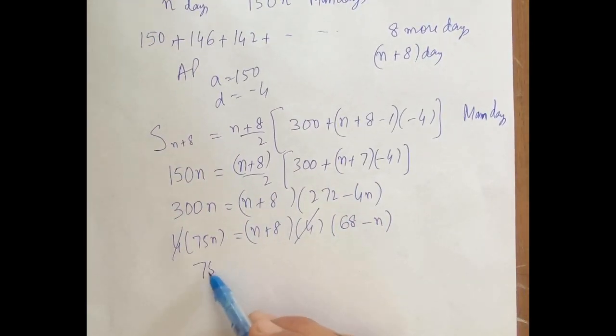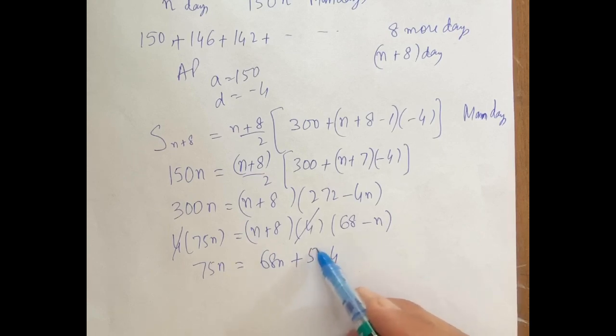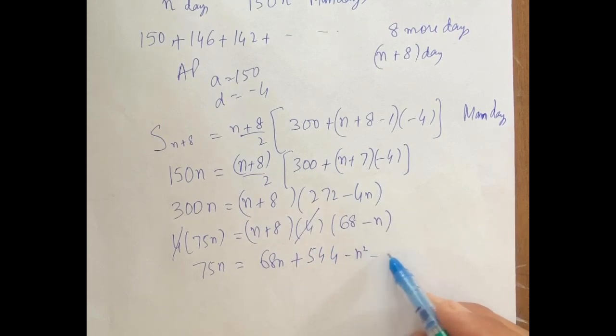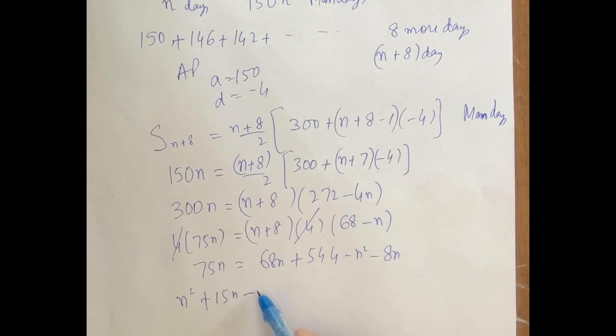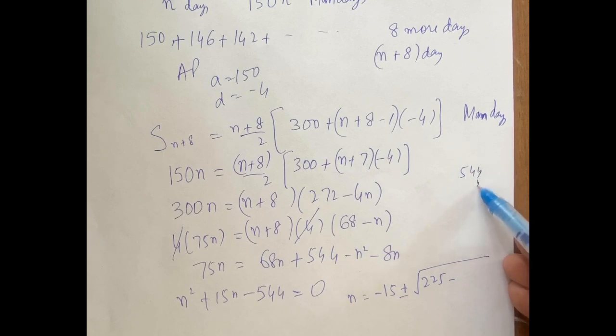This is 75n is equal to 68 into n plus 8, this will be 544 minus n square minus 8n, or n square plus 15n minus 544 is equal to 0. So n is minus b plus minus square root of b square minus 4ac, b square is 225, 4ac is 544 into 4.